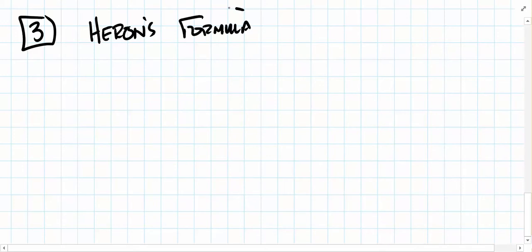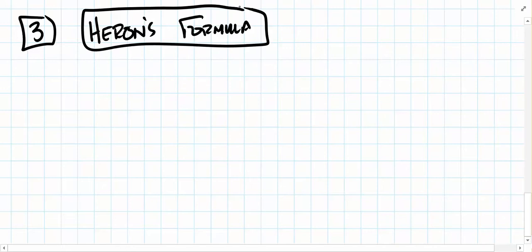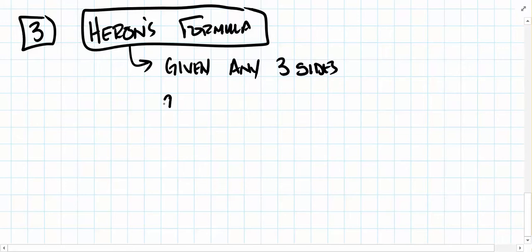Okay, the idea behind Heron's formula is that if you were given any three sides of a triangle, so we'll just call those sides little a, little b, and little c, because that's what we call them, right? Little a, little b, little c. Then you can find the area.